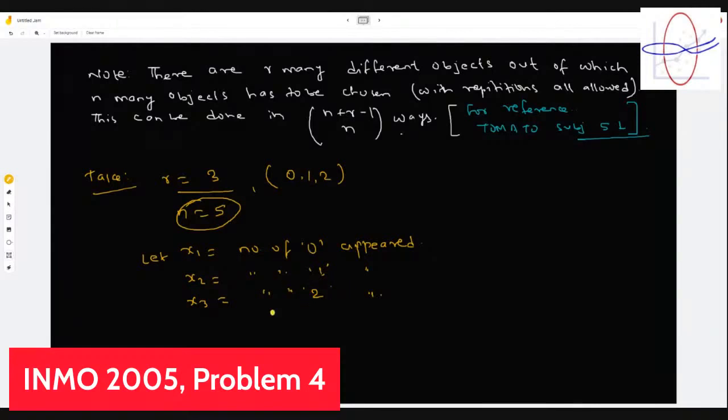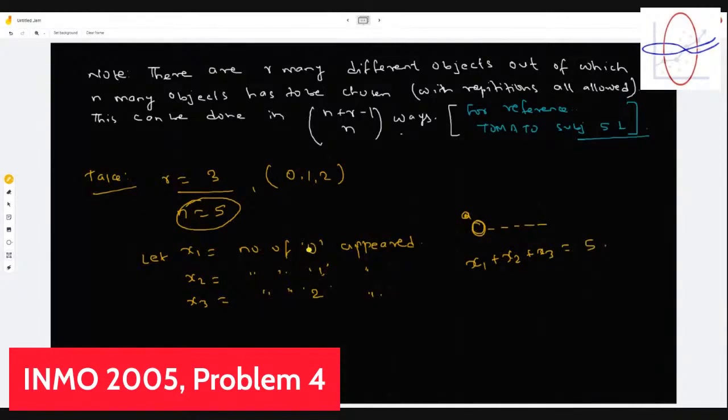Here, in the 5-digit number, let the number be of the form with positions 1, 2, 3, 4, 5. The first position is fixed, so we have 5 spaces. Here x1 many times 0 will occur, x2 many times 1 will occur, x3 many times 2 will occur. So x1 plus x2 plus x3 will be 5, because there are 5 spaces.